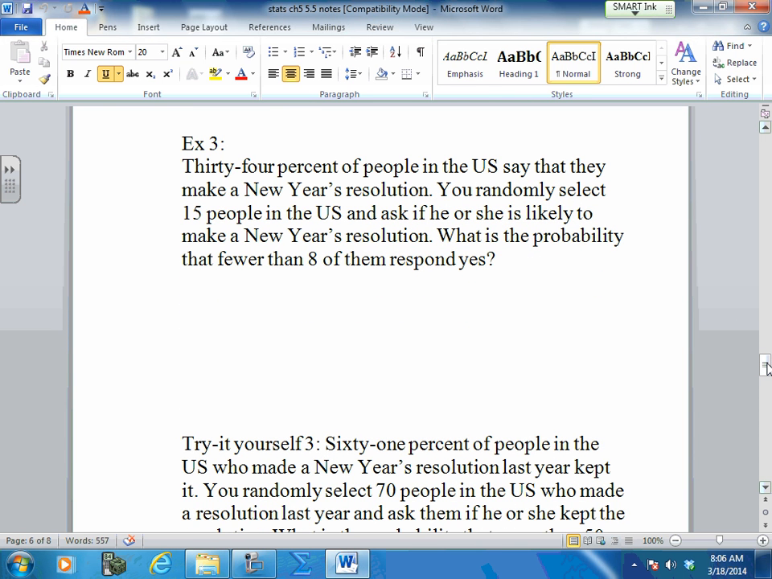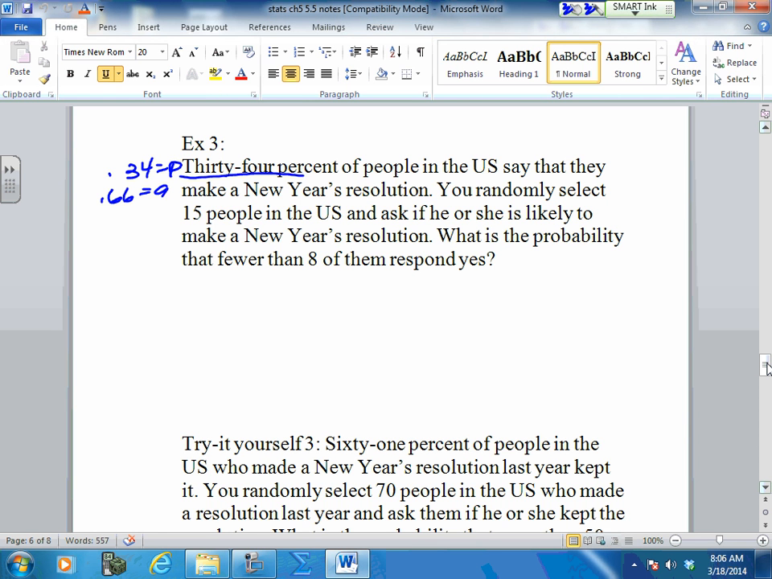34% of people in the U.S. say that they make a New Year's resolution. You randomly select 15 people, and you ask them if he or she is likely to make a resolution. What is the probability that fewer than 8 respond yes? So the first thing we have to do is test this. If this is type P, what's Q?